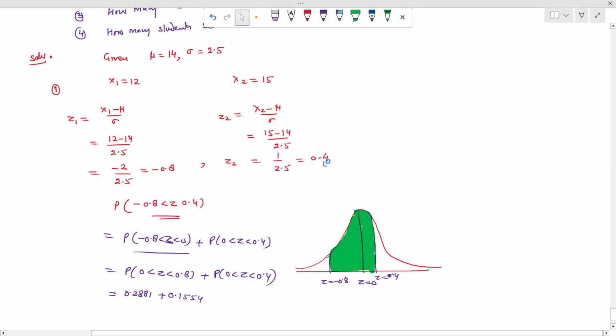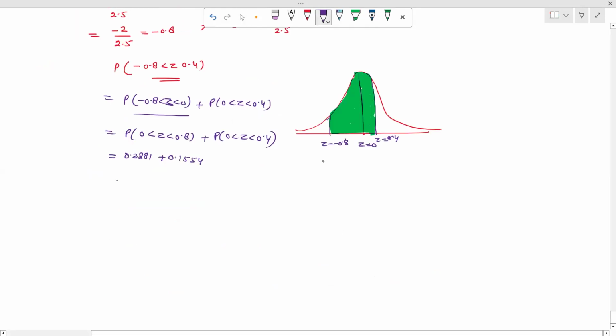Okay, so 0.1554. When we add these two values, this gives us 0.4435. Now this is the area, meaning the students whose score lies between 12 to 15. So the area is 0.4435.